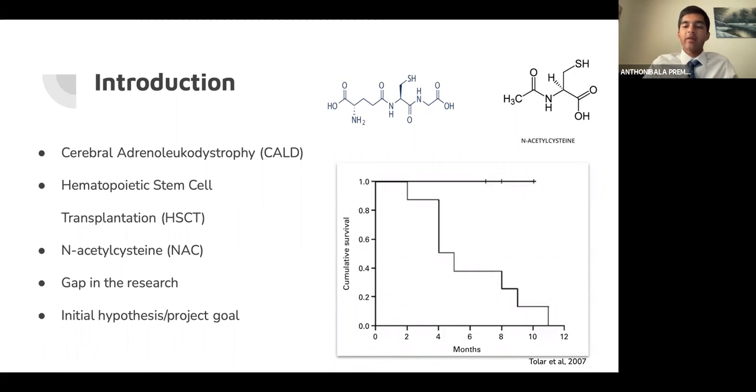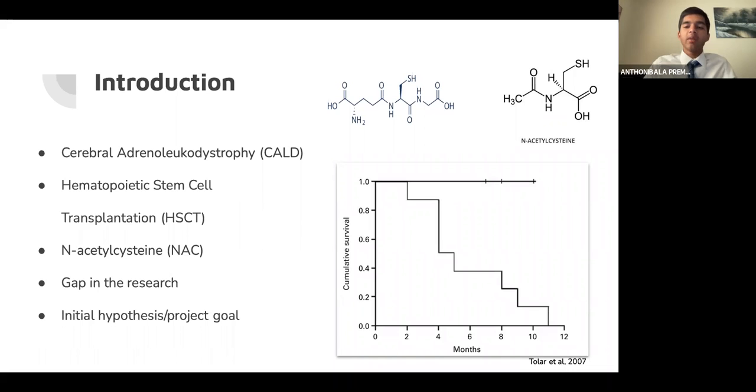Since CALD patients have been reported with depleted or reduced levels of glutathione and an increase in reactive oxygen species, a study conducted by the University of Minnesota, Tolar et al., had investigated the use of NAC as an adjunctive therapy with HSCT for patients with advanced CALD. The results from the study support the fact that NAC does mitigate the oxidative stress and damage associated with both the disease and the treatment by increasing glutathione levels as well as attacking the reactive oxygen species.